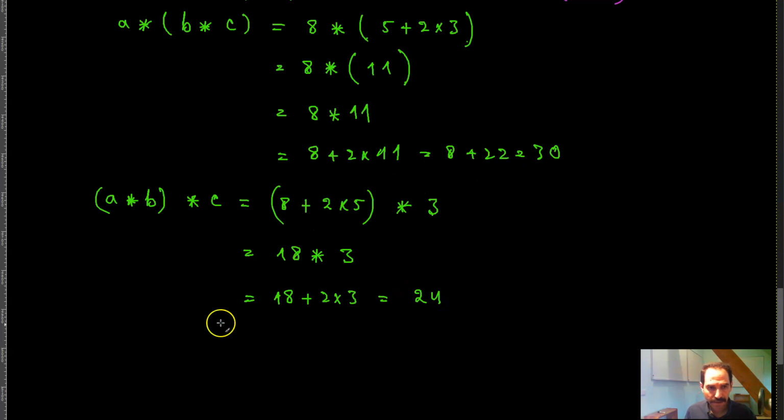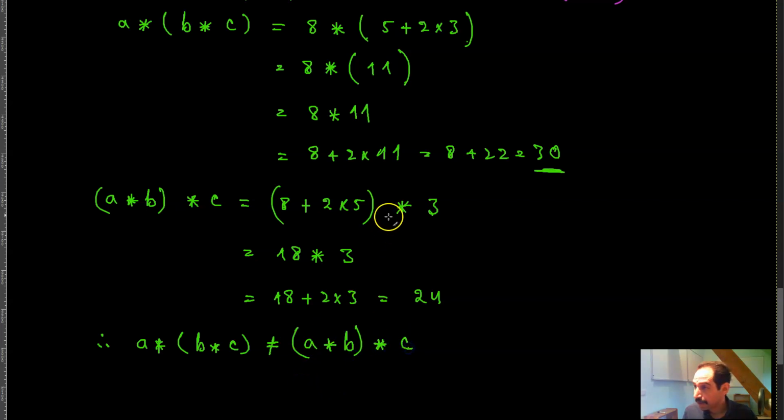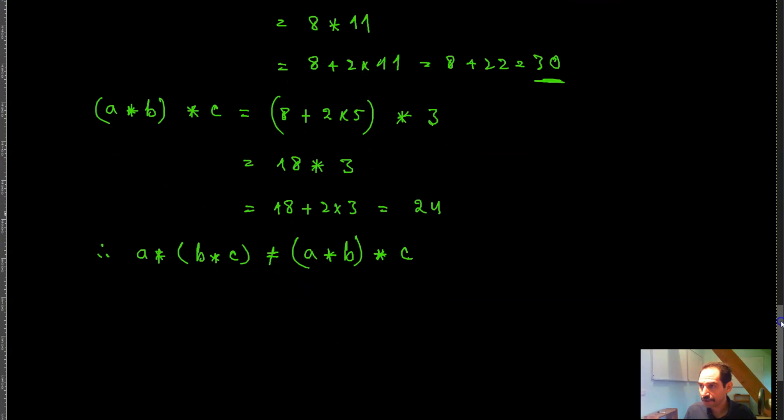And as you can see, A star (B star C), which is what we got over here, is not equal to (A star B) star C. And therefore, the operation star is not associative.